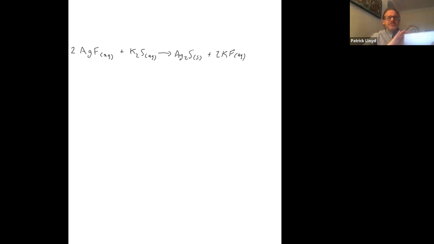The first thing you do, I would recommend pulling out the table, is you try to figure out what the charges of these ions are. So this is an ionic compound. How do I know it? It's got a metal and a nonmetal. That's ionic. This is ionic. It has a metal and a nonmetal.